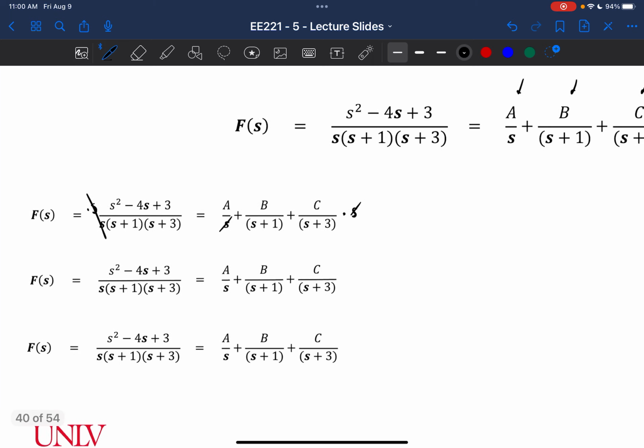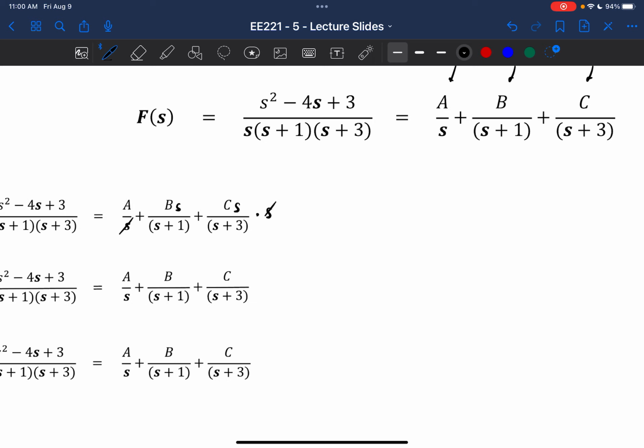So let's just put A for this one, B for this one, and C for this one. So the first thing we do is we multiply both sides by the denominator for that term. And so that would end up with an s here and an s here. And then, let me rewrite both sides now.